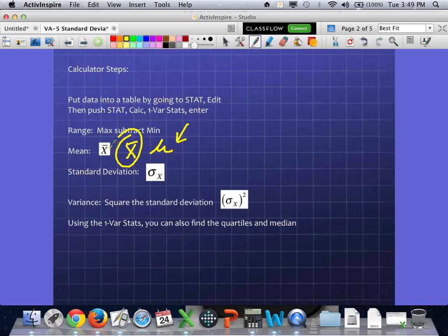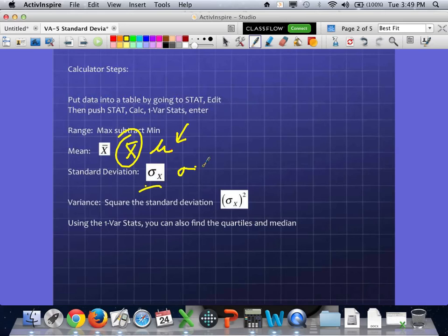We'll use this out of our calculator. And standard deviation is the sigma that's lowercase. And we'll find that in our calculator. It'll look like this with the little x. And then we'll use variance where we square the standard deviation. So we'll take this answer and square it. And what you'll do, once you have your information in there, you're going to use one bar stat and find the quartiles and the median.